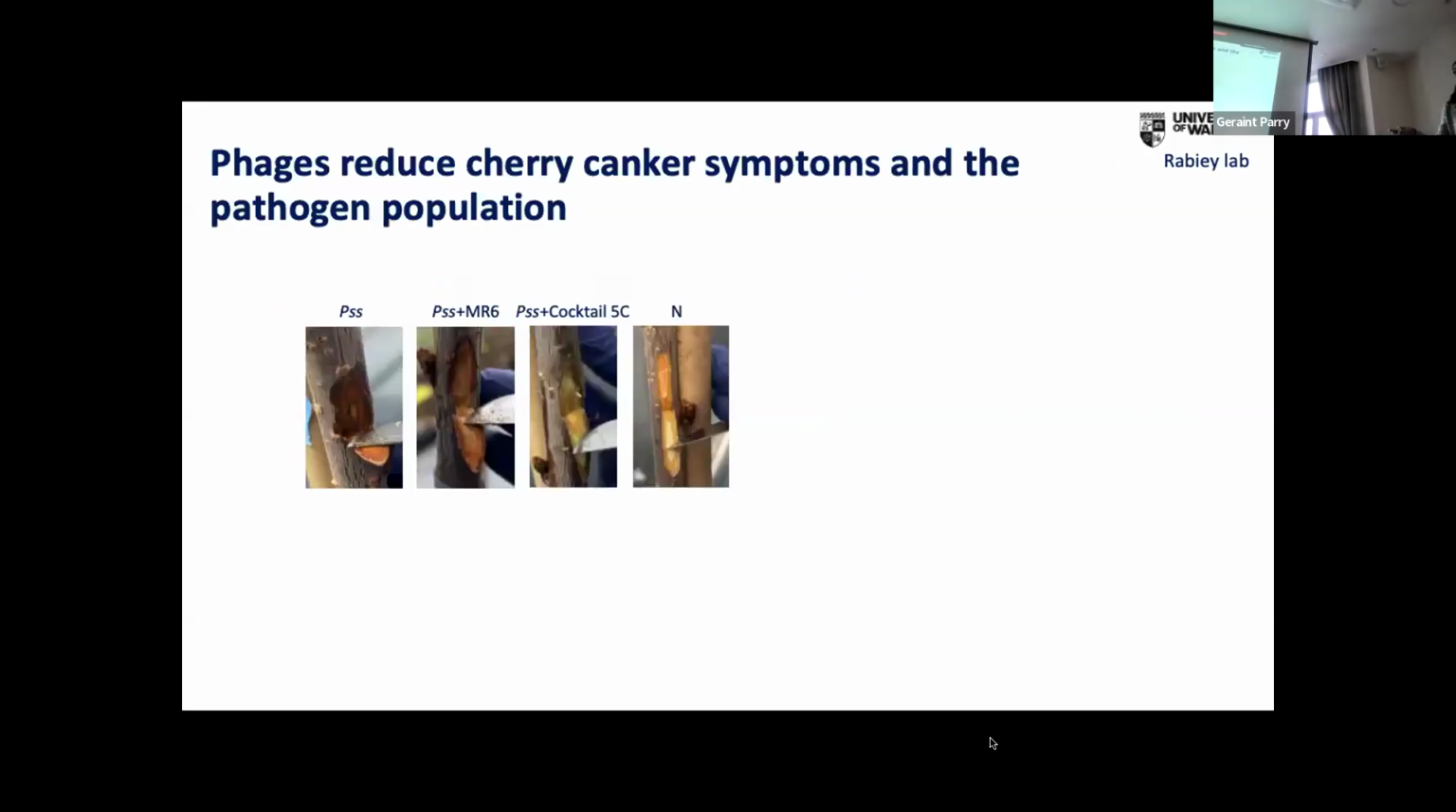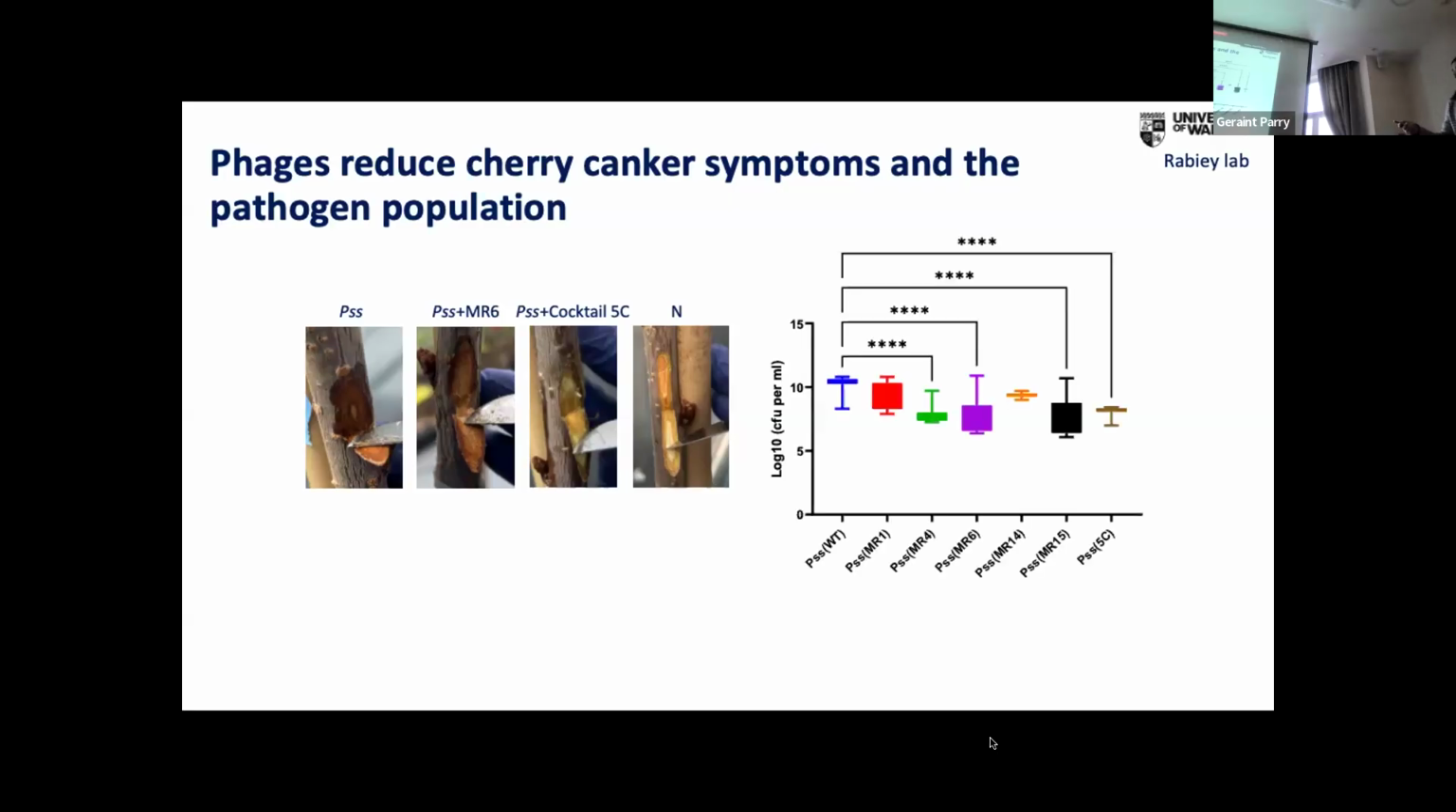So here you can see when we infect the cherry woody tissues with the pathogen, Pseudomonas syringae, you can see this browning lesion on the trunk or the woody tissues. When we have one phage, it reduces the symptoms. When we have the cocktail of 5 phages, it clears the symptoms compared to the negative. And when we count the colony-forming units or bacterial population, we can see compared to the control, the phages could reduce the bacterial population significantly.